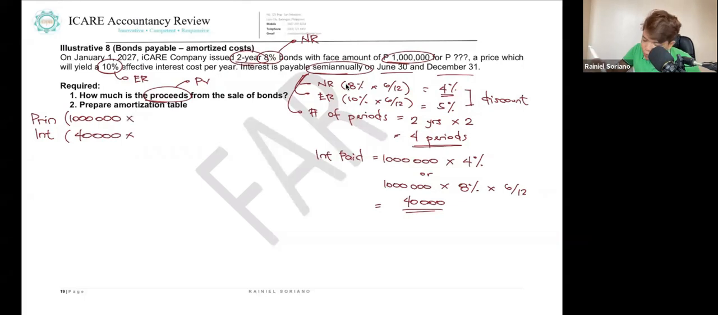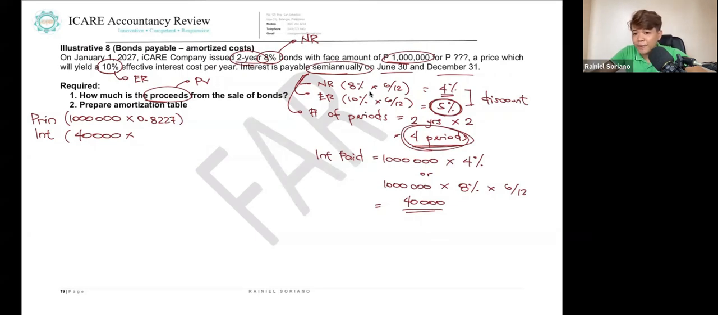So guys, kindly compute the present value of 1 using 5%, effective rate lagi, for 4 periods. Chat section, please. Ilan po ito? Present value of 1 using 5% for 4 periods. Chat section, magkano po ito? Guys, nandito ba pa kayo? Nandito pa po ba kayo? This is equal to 0.8227. Good job, guys.